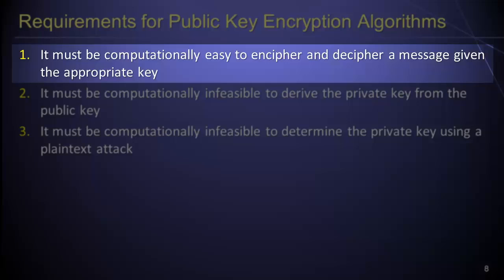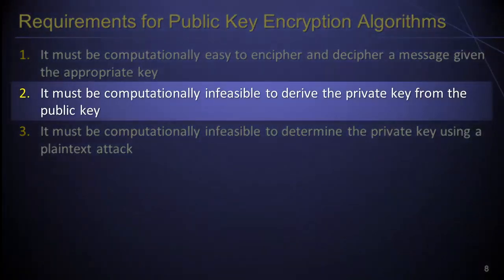First, it must be computationally easy to encipher and decipher a message given the appropriate key value. This requirement is well aligned with Claude Shannon's second criterion for good ciphers, which states that both cryptographic keys and encryption algorithms should be free from complexity. According to Shannon, an encryption algorithm should be able to encipher any plain text using any allowable key without the algorithm being too complex to understand.